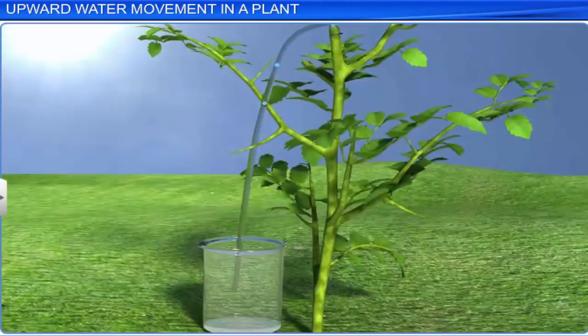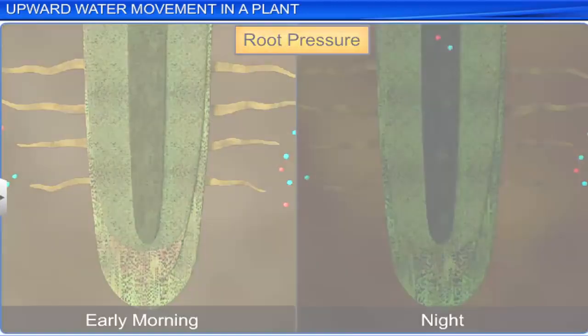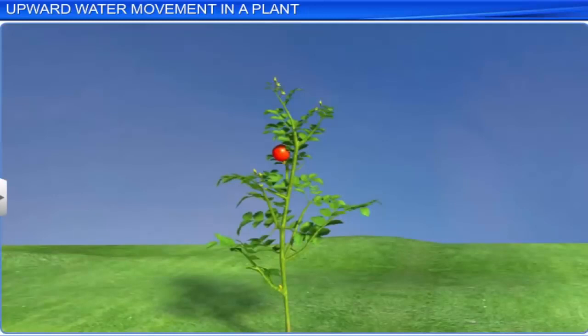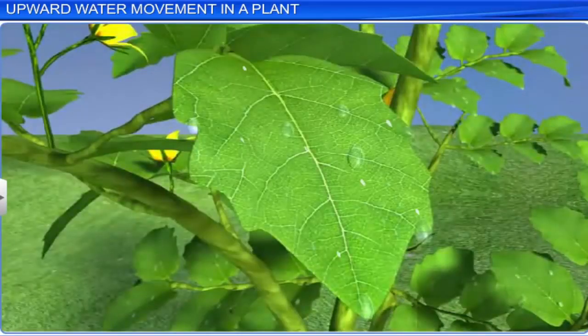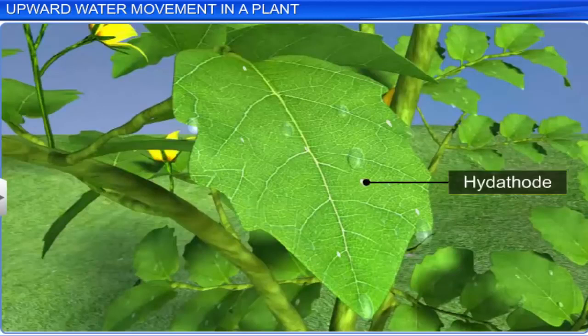Now try fixing a rubber tube to this cut stem. You will be able to collect and measure the rate of exudation and also determine the composition of exudates. The impact of root pressure is best witnessed during the night and early in the morning when evaporation is slow. At this time, the excess water collects as droplets around the special openings of veins called hydathodes near the tip of grass blades. This water loss in its liquid form is called guttation.